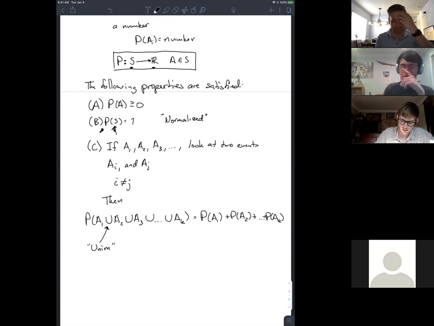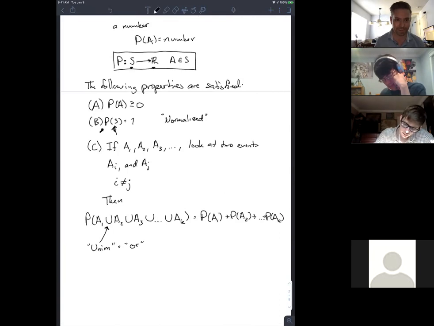Okay, and the way that you should think about this intuitively is that this is the same thing as the logical operator OR. So in other words, what this equation says is that the probability that I get the outcome A1 or A2 or A3 or A4 is equal to just the sum of the individual probabilities. Does that make sense?